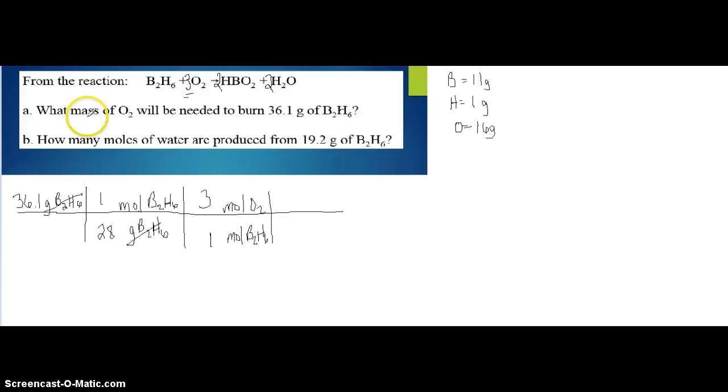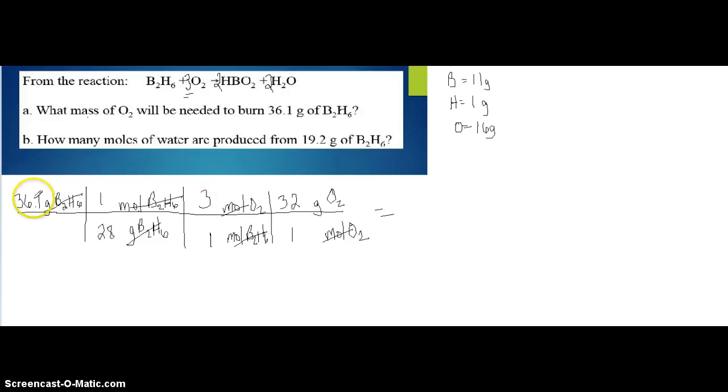Now, it did ask for the mass of oxygen, so I have to go one more step. Now, I got rid of my B2H6, and I've got to go one more step to convert from moles of oxygen to grams, the mass of oxygen. And in every 1 mole, there's the molar mass from the periodic chart. There's 2 oxygens, so 16 times 2 gives me 32. Now my moles of oxygen are gone, and I'm left with the correct unit and substance, grams of oxygen, that's what I was asked to find.